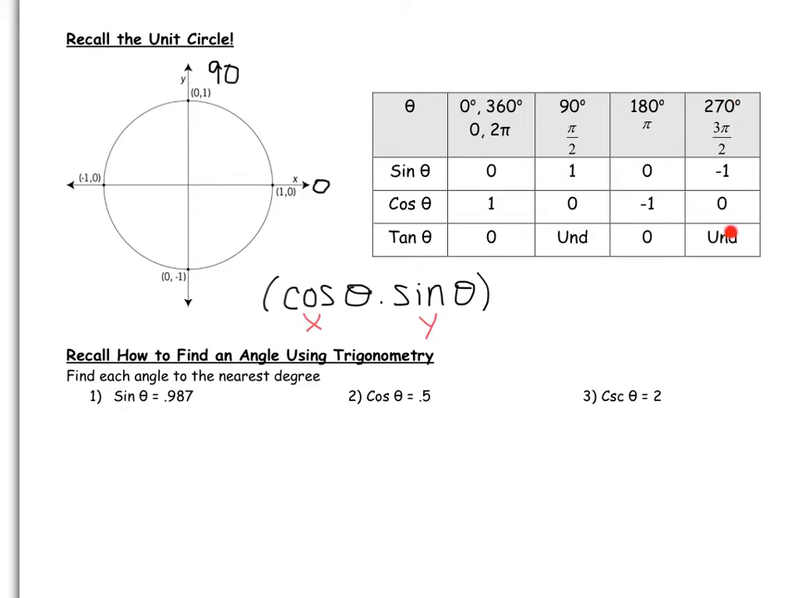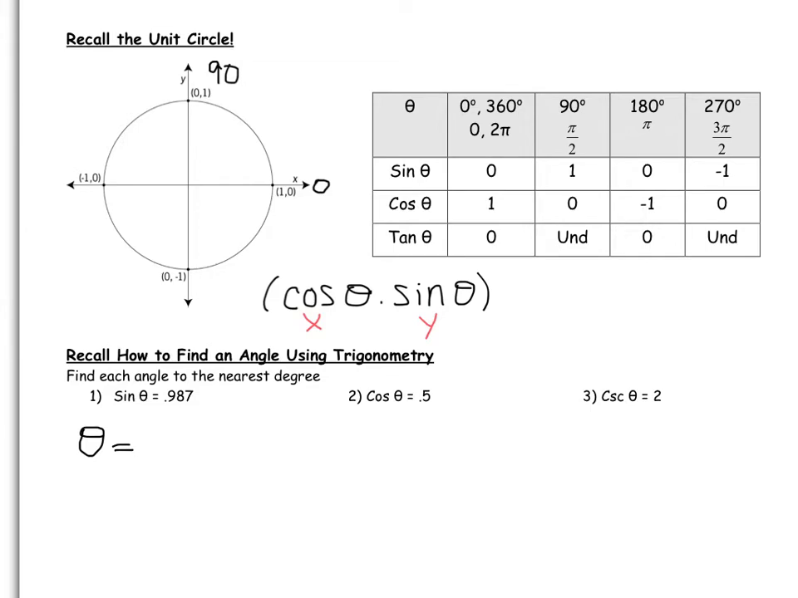I've made this whole entire chart for you to look at. You don't have to memorize the chart. You just need to know how to work the unit circle. Okay. Now let's recall one last thing. How do I find an angle given, say for example, sine of theta equals 0.987? The question is, how do I get theta by itself?